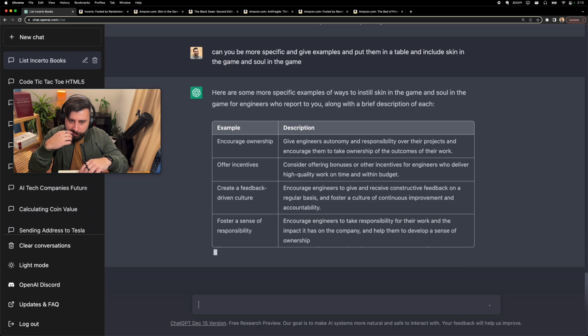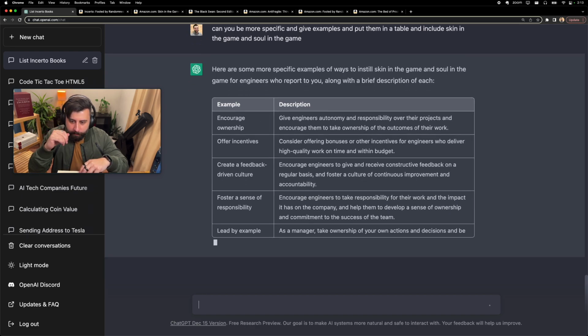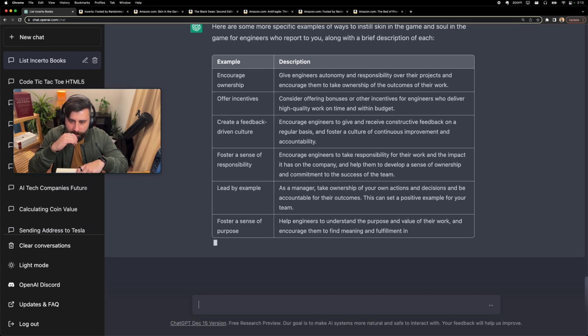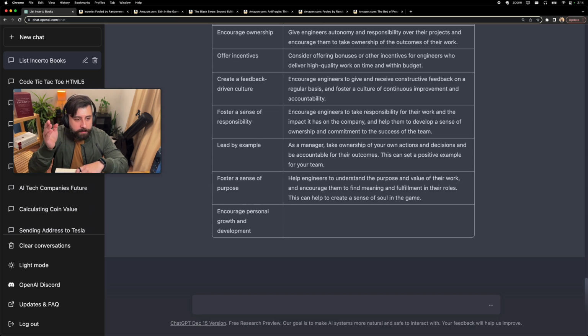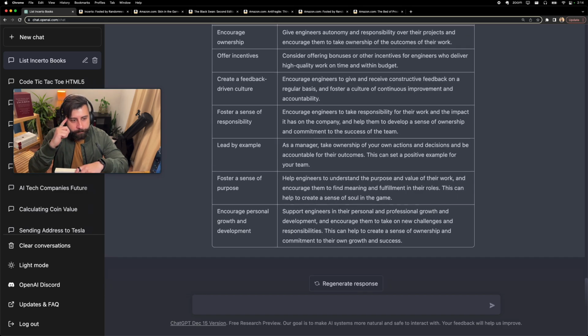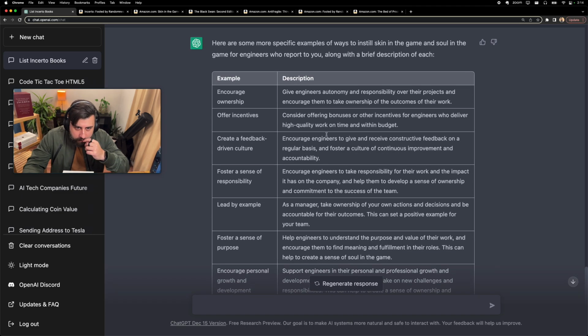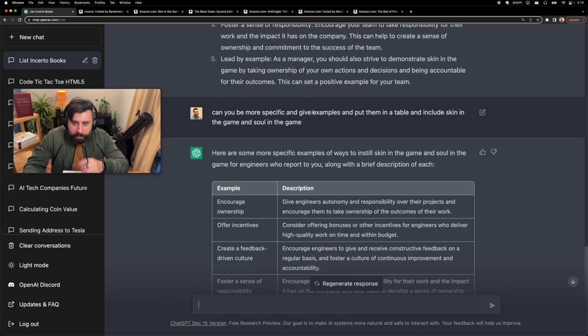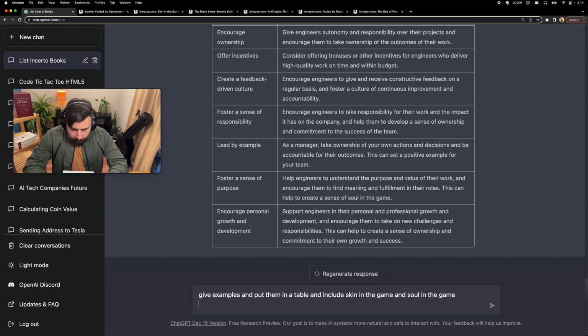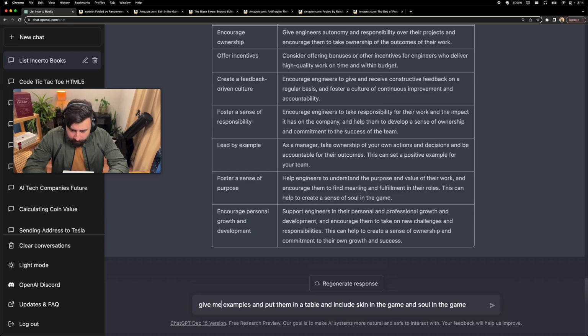Okay, this didn't do what I wanted. That's okay. But we're taking the ideas from this book and putting them out there, and it's cool that not only can you use ChatGPT to learn from a book, you can also break it down in a way that you can't find anywhere else online, and you could have it grow. Let's just do this. Give me examples of skin in the game and soul in the game side by side.